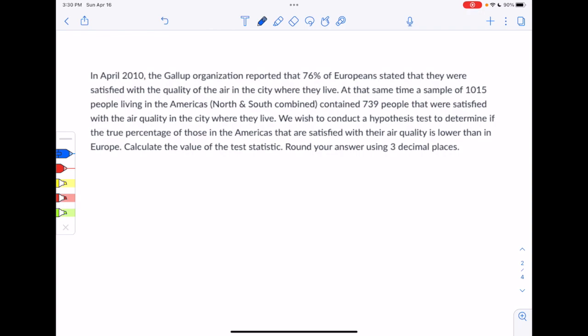We wish to conduct a hypothesis test to determine if the true percentage of those in the Americas that are satisfied with their air quality is lower than in Europe. Calculate the value of the test statistic, rounding your answer to 3 decimal places.